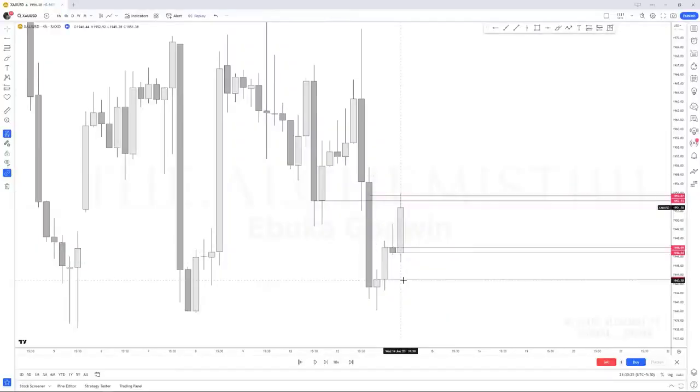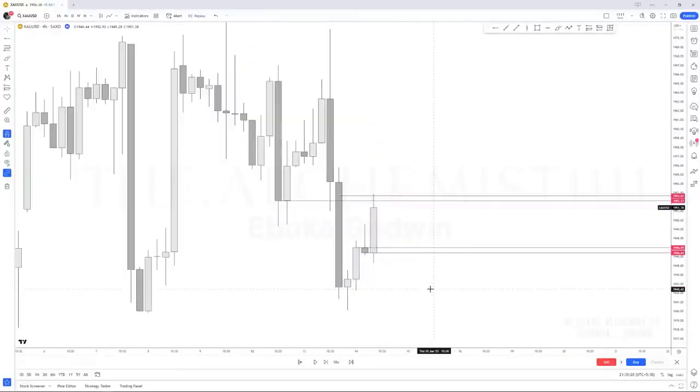This is the problem with SMC. This is the problem with SMC traders: they trade what they think, not what they see. That's the main problem, so don't do that. This is your closest target because this is what we have here. This is the closest support we have.